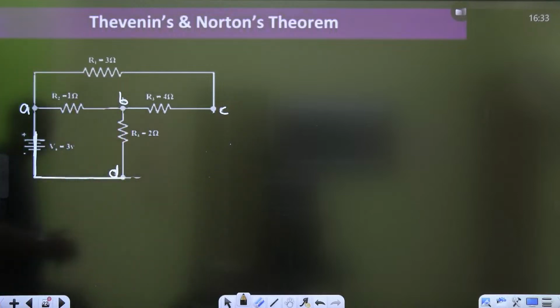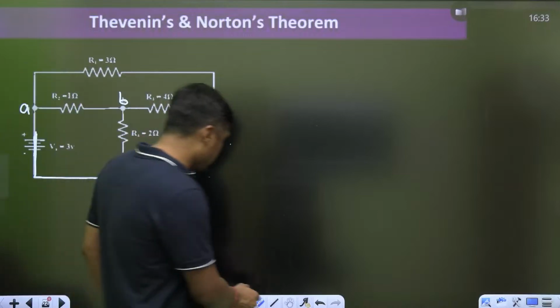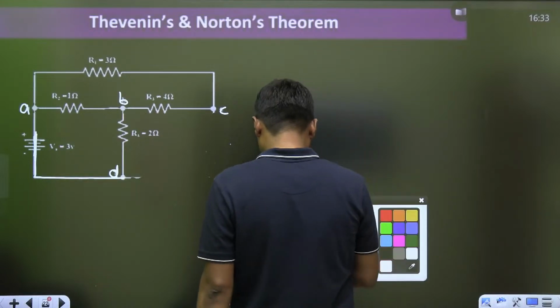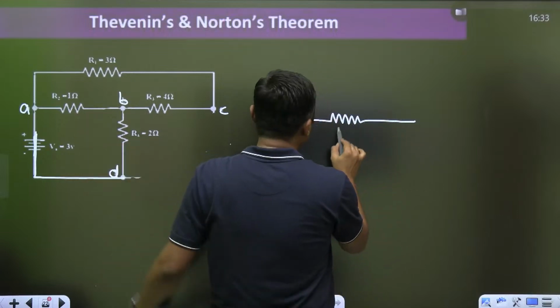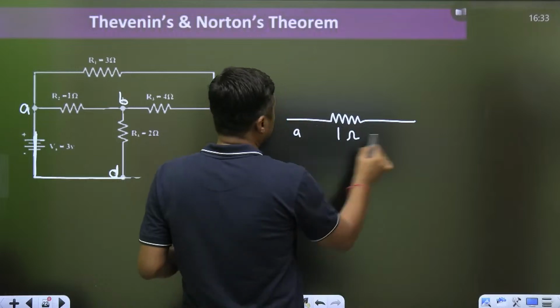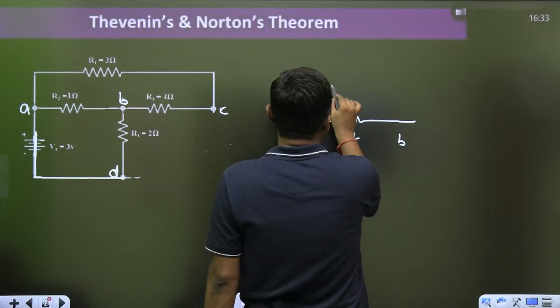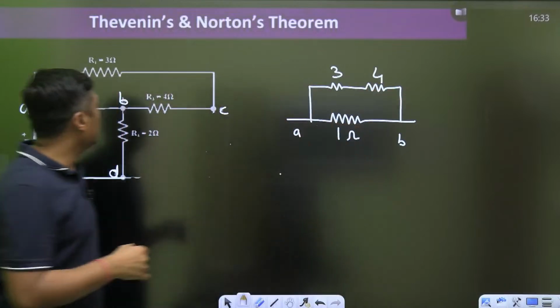राइट? अब देखो ये जो 2 रजिस्टर है ये दोनों आ गए सीरीज में. दिख रहा है आप लोगों को? ये यहां से कुछ भी नहीं है यहां तक है, तो ये पूरा B से लेके वापस, तो 3 और 4 ये 7 आ गए सीरीज में. तो आपको दिखाई देगा ये A और B के बीच में एक रजिस्टर है 1 ओम, ये A और ये B. उसके बाद ये सीधा ये 3 और 4 आ गए सीरीज में.